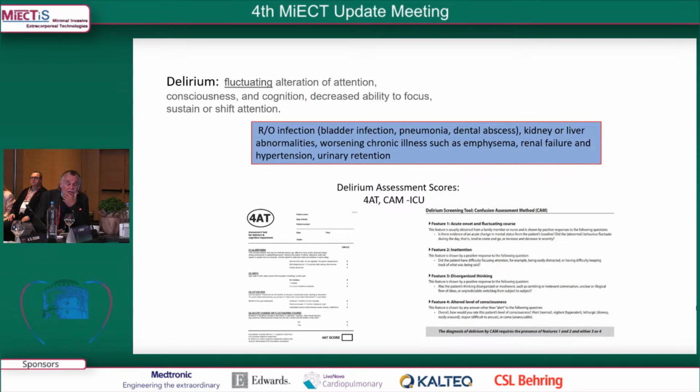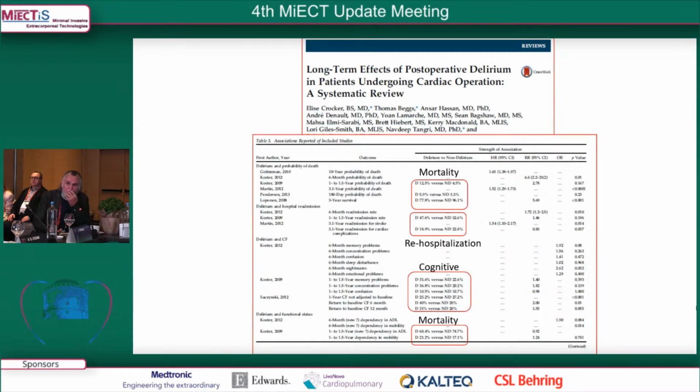There's been a variety of scoring systems used, and because of the focus on delirium and the implications for patients that develop postoperative delirium, I think in most institutions now there's some surveillance using these various types of screening scores. And I think the CAM-ICU is one of the ones that's been most frequently used. There's been a number of focuses now on the implications of patients that do experience postoperative delirium.